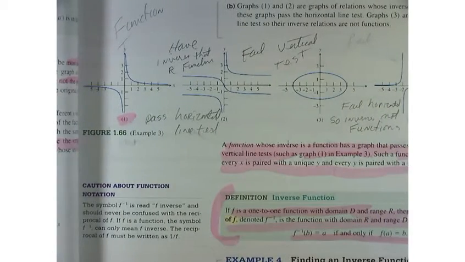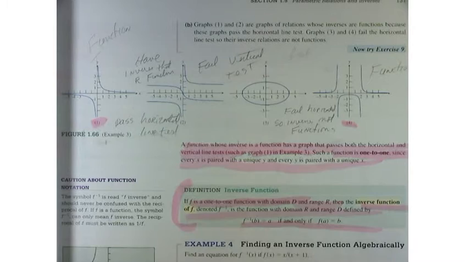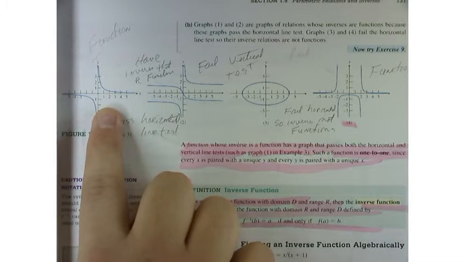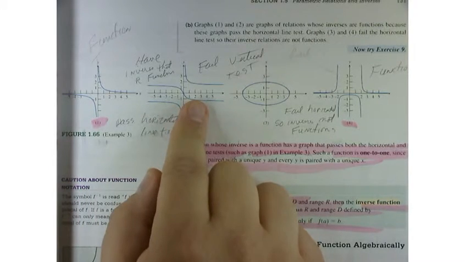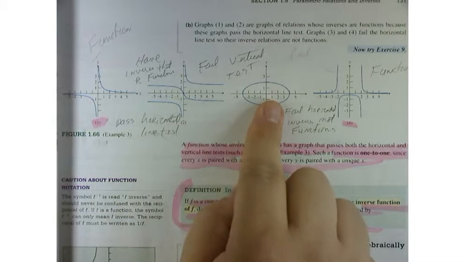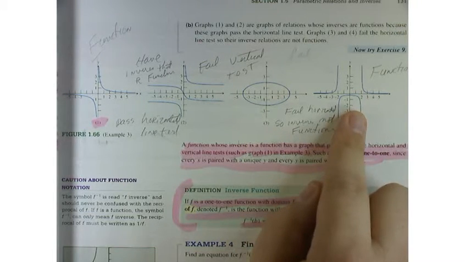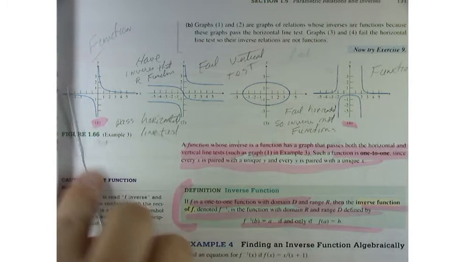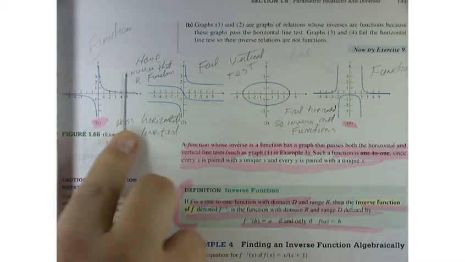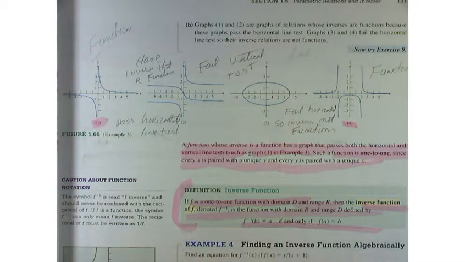So the first thing we were supposed to do was figure out what they are. And so this is a function, it only crosses once. Not a function, it crosses more than once. Not a function, the vertical line test failed. Function. All based on the vertical line test. Whenever I go through, how many times does it cross? Okay? That's how that works.